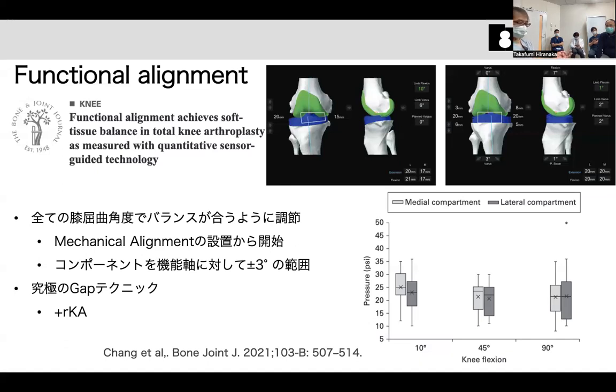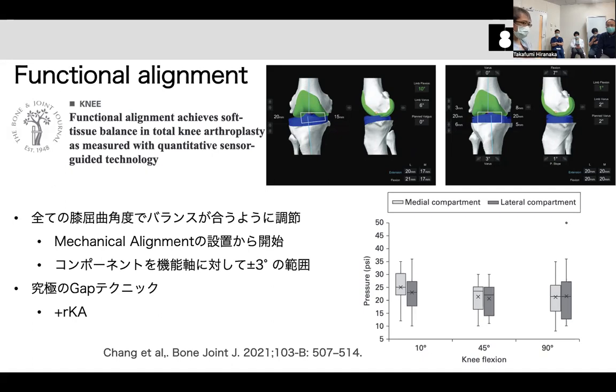So many surgeons imagine that the benefit of robotic use is accuracy. So the accuracy is not so important, I think. The accuracy is not better than an experienced surgeon. But even an experienced surgeon cannot manipulate the bone cutting thickness and make the balance. Yeah.